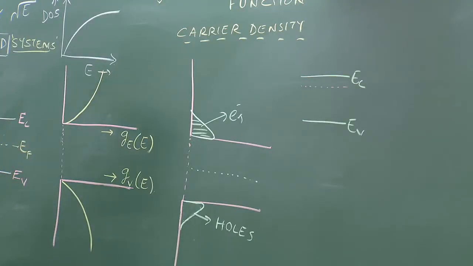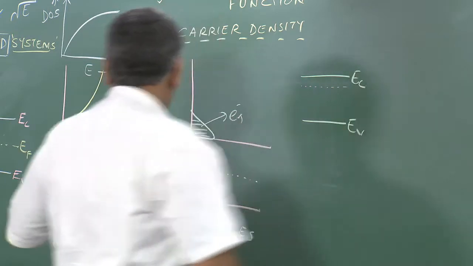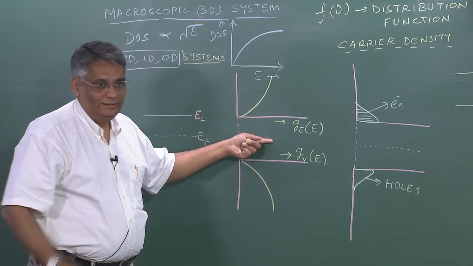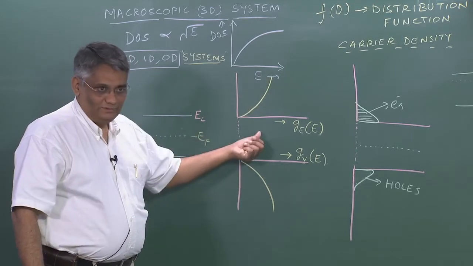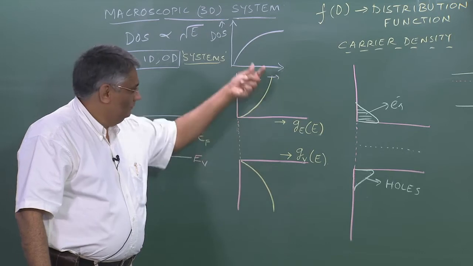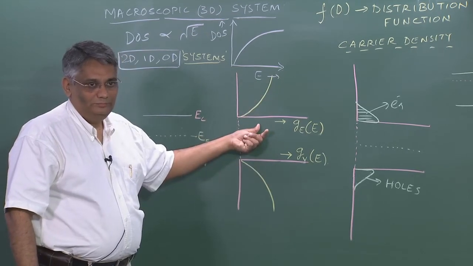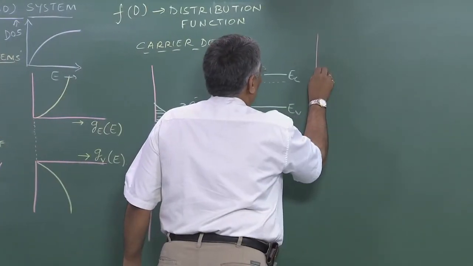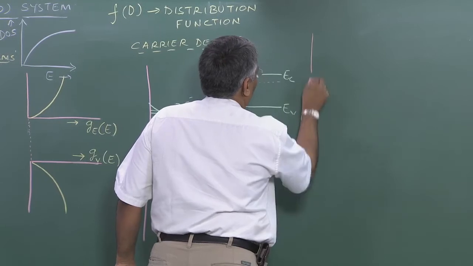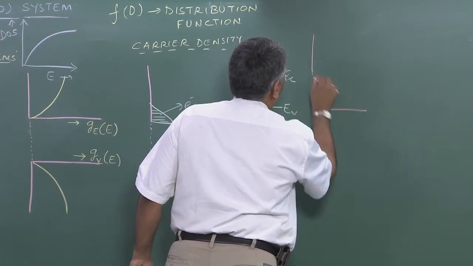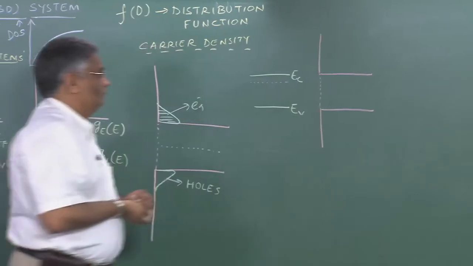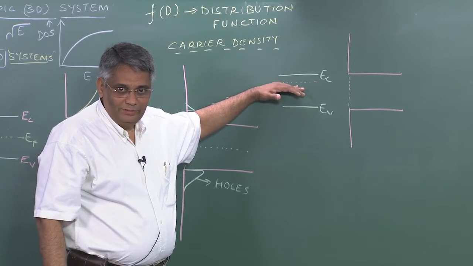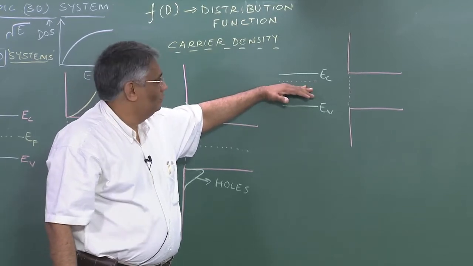okay, and correspondingly, of course, since we are still dealing with the three-dimensional bulk semiconductor, n-type or p-type, the density of states look like this. There's no problem. But what about the carrier density? How do you represent the carrier density in the case of a semiconductor, doped semiconductor, where the chemical potential has been shifted close to the conduction band?